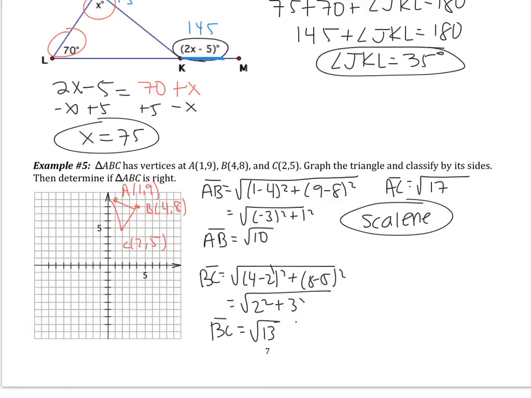Now, the new part is determining if this is a right triangle. There's a few ways to do this. One uses slope, the other uses Pythagorean theorem. So that's what I'm going to do. Remember Pythagorean theorem from last year is a squared plus b squared equals c squared. Okay, remember that c is our largest side. In this case, our sides are root 10, root 13, and root 17. Root 17 then is going to be my c. That means sides a and b are root 10 and root 13.